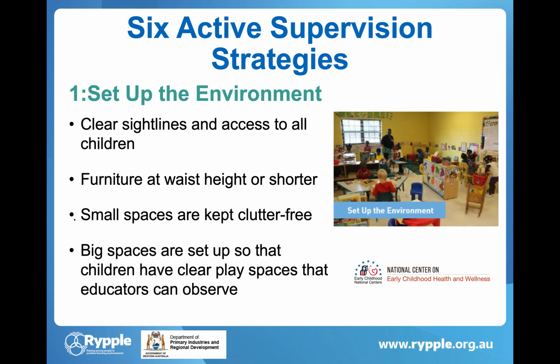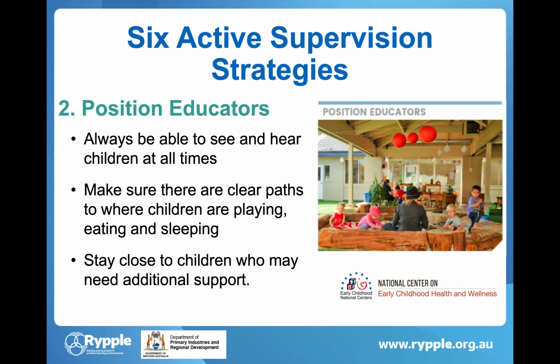The first active supervision strategy is setting up the environment so that there are clear sightlines and access to all children at all times. Educators can see the children and the children can see the educators. So furniture should therefore be at waist height or shorter, small areas are kept clutter-free, and big spaces are set up so that children have clear spaces that educators can observe.